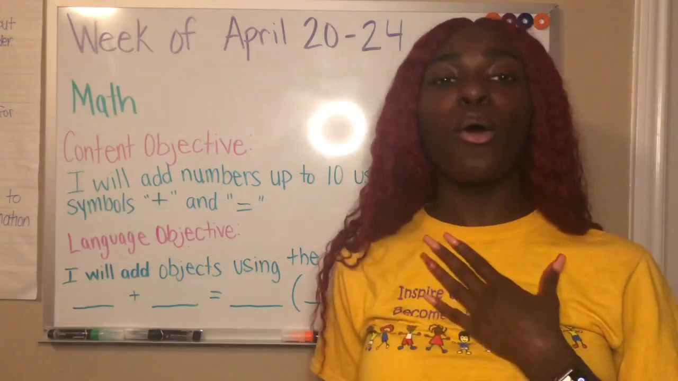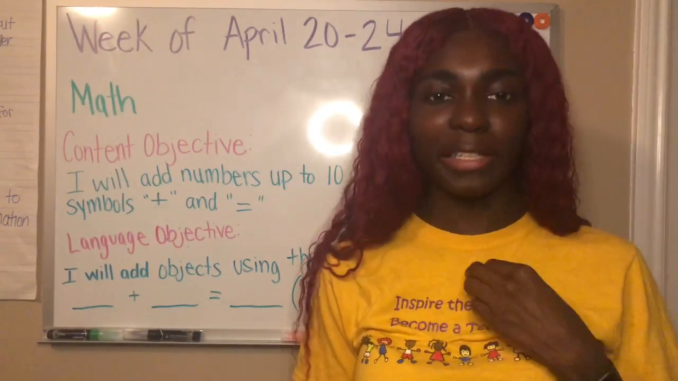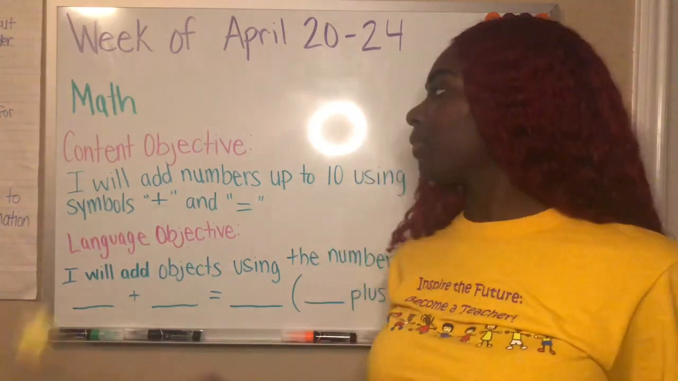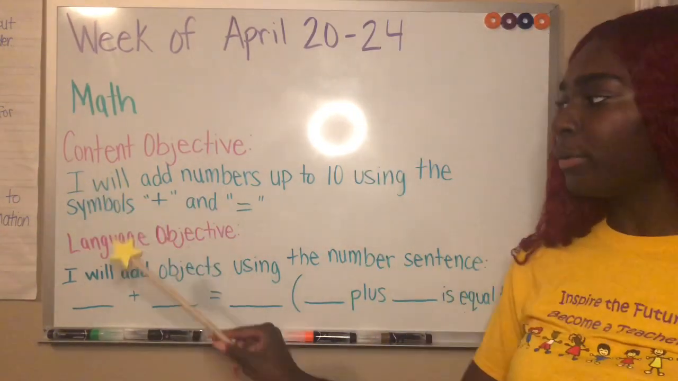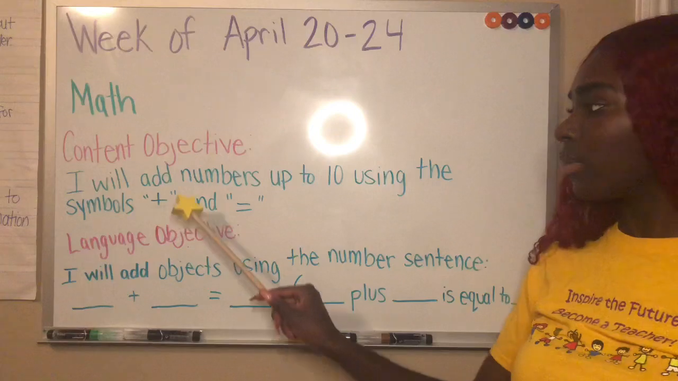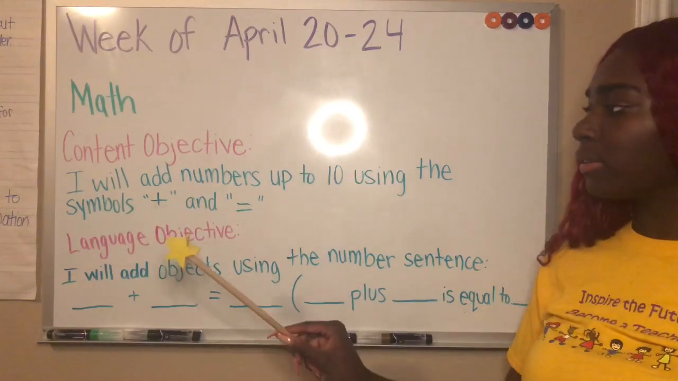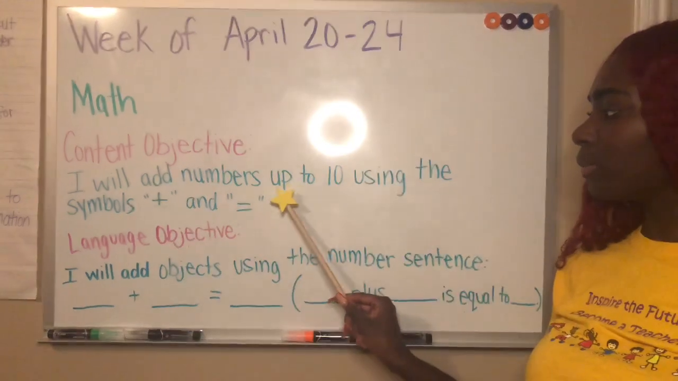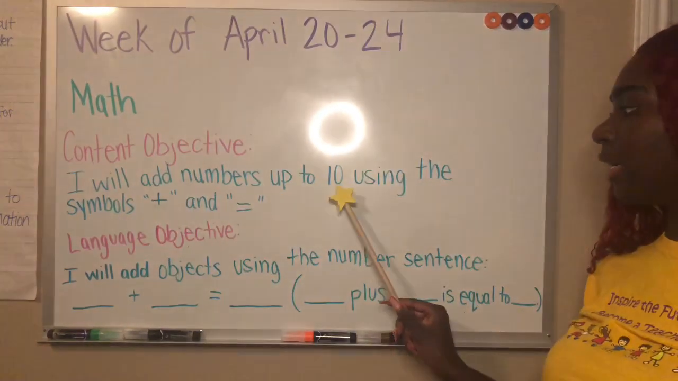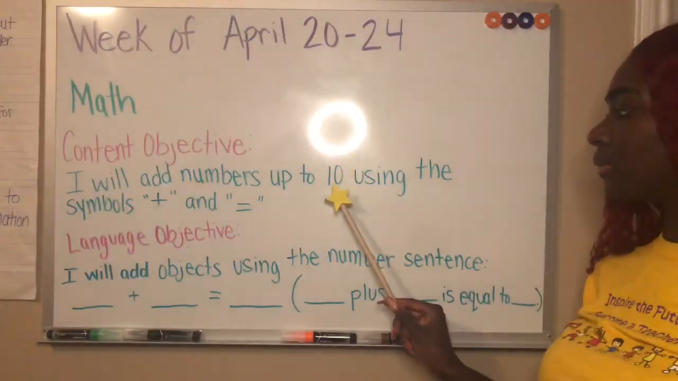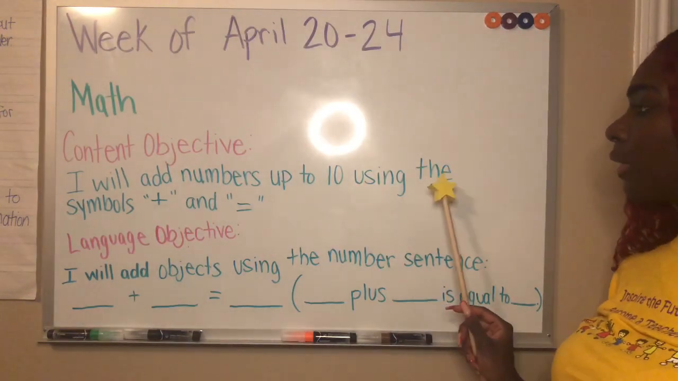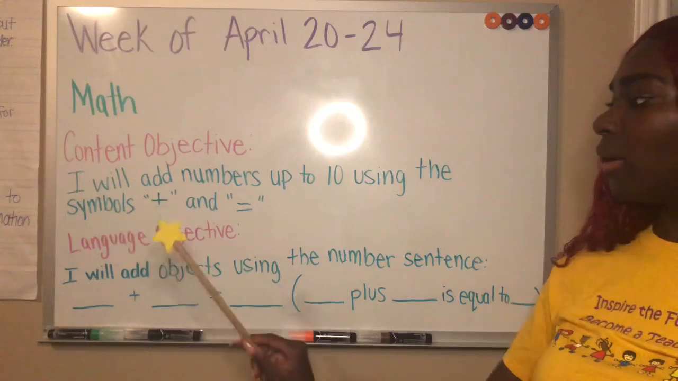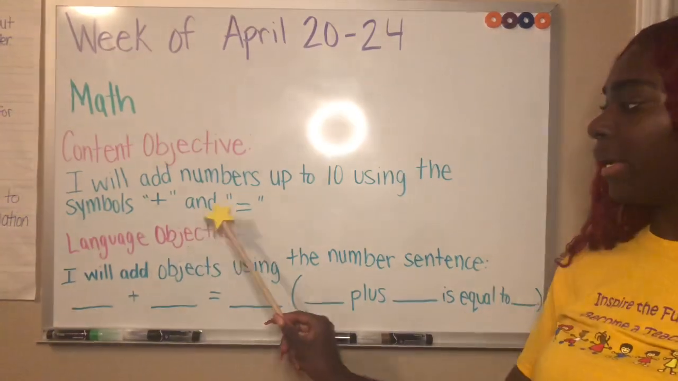I'm going to say our content objective, and I want you to repeat after me. I will add numbers up to 10 using the symbols plus and equal.